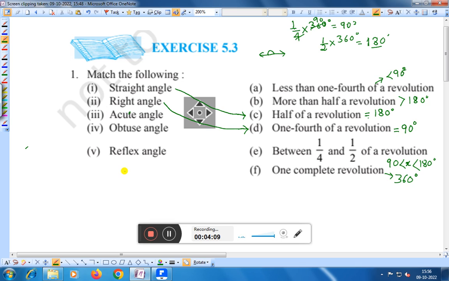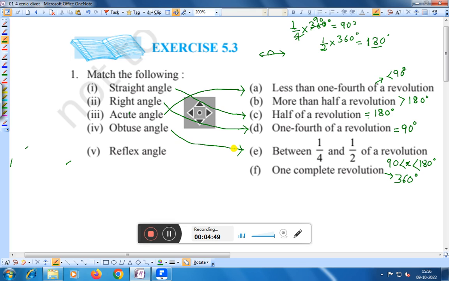Right, number 3 is acute angle. Acute angle means less than 90 degrees, right? Therefore, acute angle is less than 90 degrees, that is less than 1/4 of a revolution. Obtuse angle is greater than 90 but less than 180, that is between 1/4 and 1/2 of a revolution. Number 4, obtuse angle, is between 1/4 and 1/2 of a revolution.